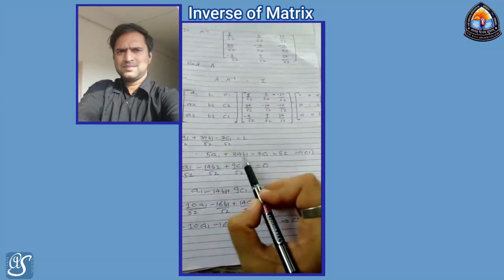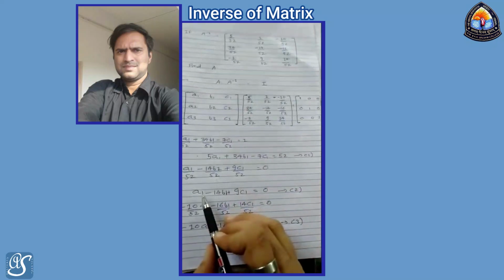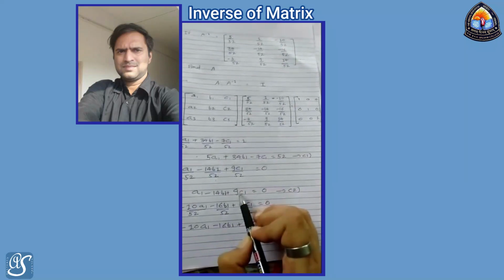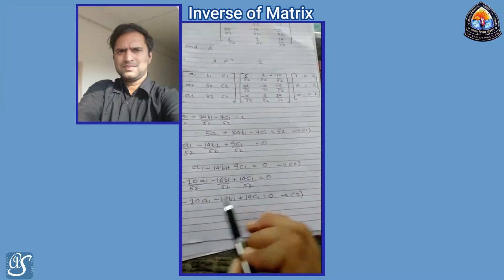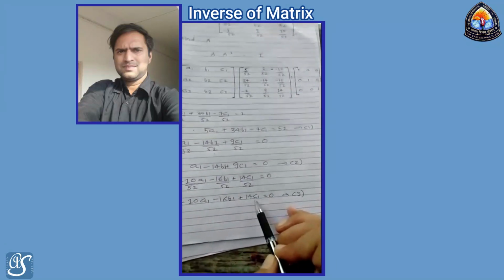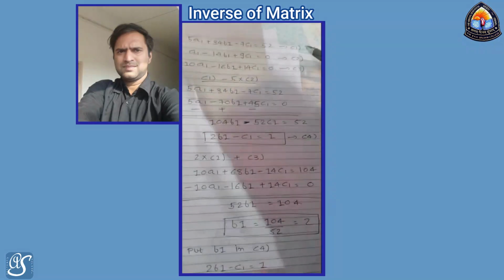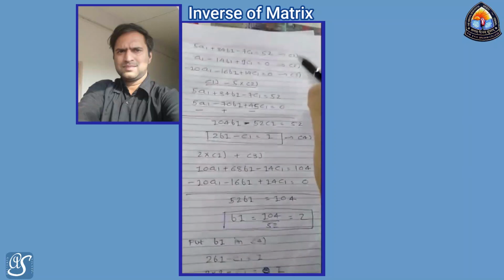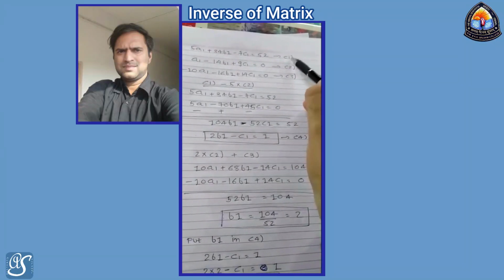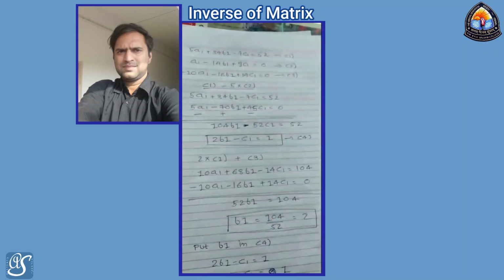First, 5A1 plus 34 B1 minus 7 C1 is equal to 52. Second, A1 minus 14 B1 plus 9 C1 is equal to 0. And third equation, minus 10 A1 minus 16 B1 plus 14 C1 is equal to 0. So this is our first equation, second equation, and third equation. Solve these three equations and get the value of A1, B1 and C1.